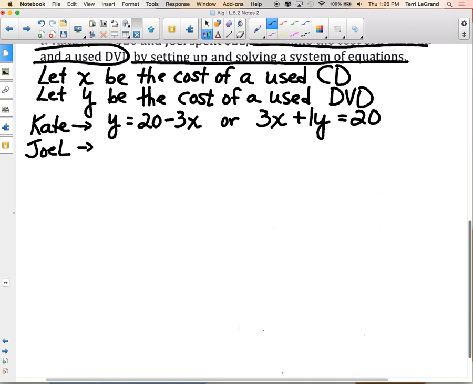Help me out. I'm waiting. Shay? 2x plus 2y equals what? 22. Okay. Apparently he bought 2 used CDs and he bought 2 used DVDs and he spent $22. Okay. Braden, what's your equation look like? 2x plus 2y equals 22. Oh, this time you decided to go with the norm, huh? Fine.